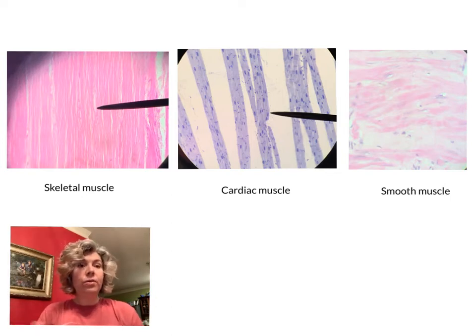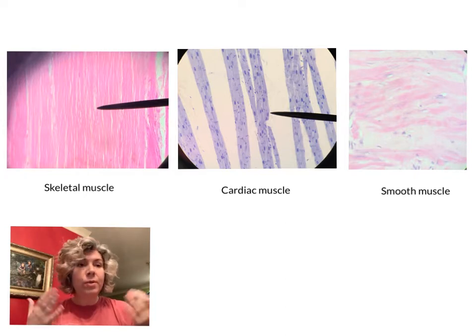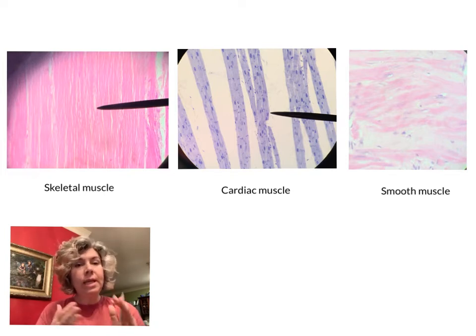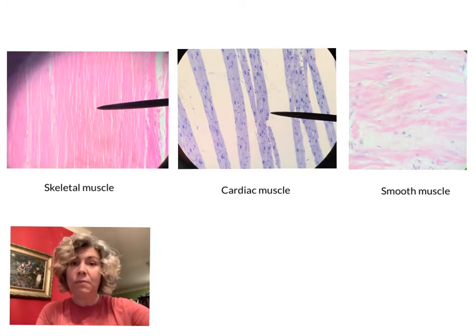So here we are looking at the three types of muscle tissue: skeletal muscle, cardiac muscle, and smooth muscle. One of the things you need to be able to do is to recognize the histology of muscle tissue. So essentially that just means be able to look at a photo of skeletal, cardiac, and smooth and be able to distinguish between the three types. So we're going to look at each one individually, and I'm going to point out some special characteristics that you need to be familiar with.